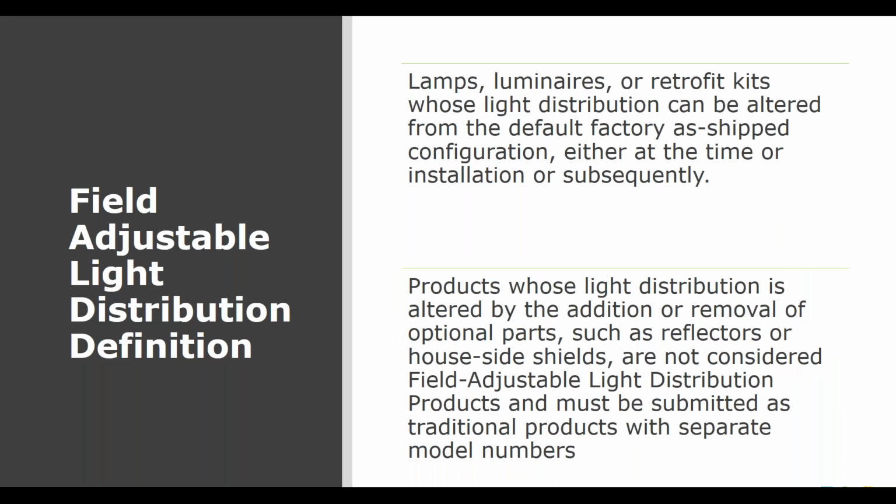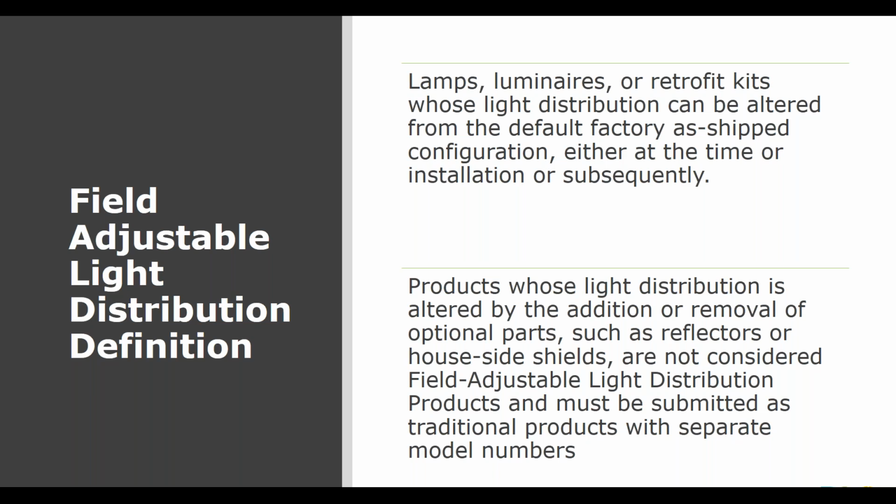So I said I would try not to include too many words on the slide in technical detail. I'm going to break that rule a little bit for the next few slides here. This slide lists the definition for the policy in terms of what products are eligible. A field adjustable light distribution product is a lamp, luminaire, or retrofit kit where the light distribution can be altered from the default factory as-shipped configuration either at the time of installation or subsequently.